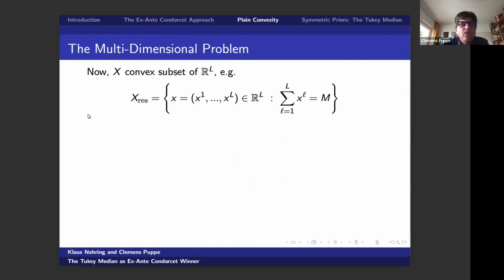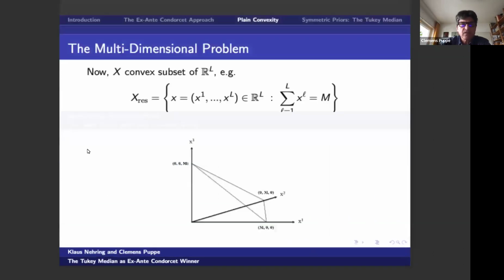All right, so now let's look at the multidimensional problem, and let's focus on this application that we have in mind, the participatory budgeting problem. That is, you have simply a hyperplane, right? So here is the graphic picture of this. You have a hyperplane, you have an amount of money, let's say M. So this is the economic interpretation here.